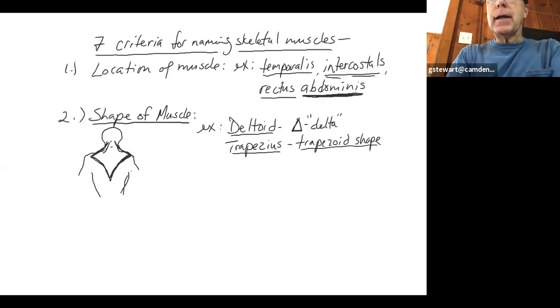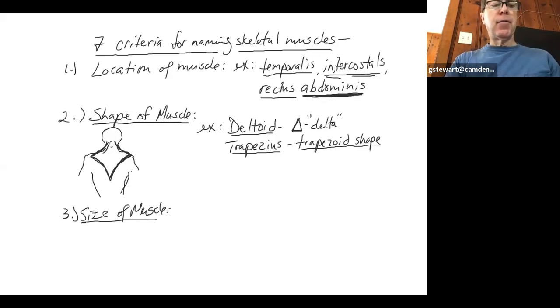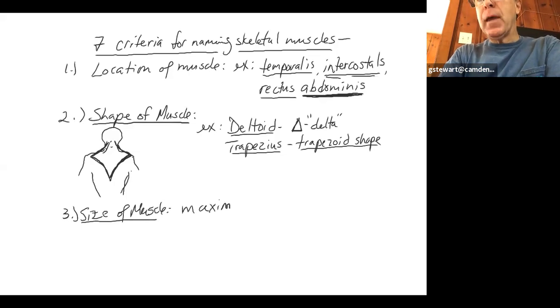Next on the list is the size of the muscle. That's a Z. Many muscles have the size of the muscle designated in their name. Things like the words maximus, that means big. Minimus means small. Spelling.